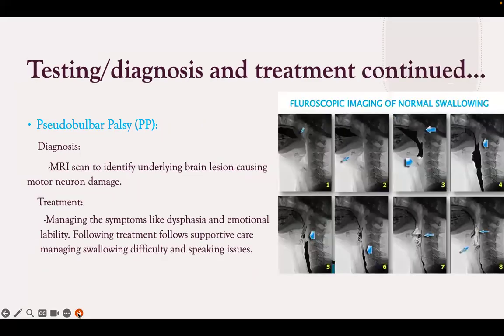As for pseudobulbar palsy, diagnosis relies on clinical evaluation through MRIs to identify the underlying brain lesion causing the upper motor neuron damage, while treatment focuses on managing the symptoms like dysphagia and emotional lability. Treatment follows supportive care like managing swallowing difficulties and speaking issues.